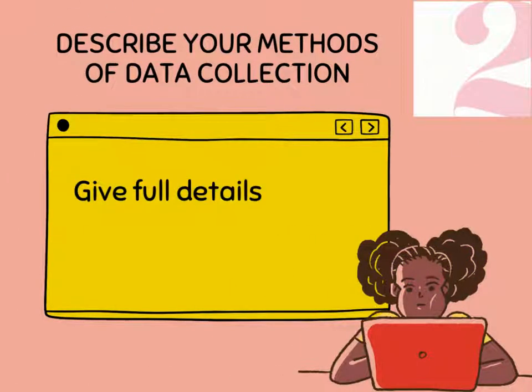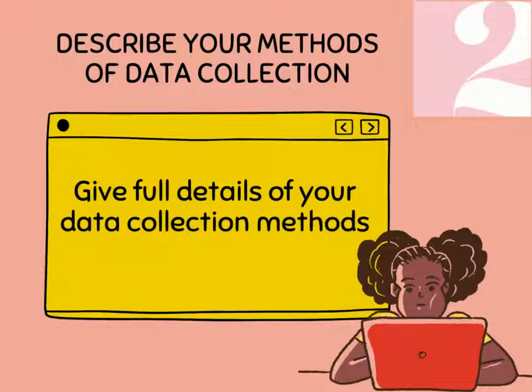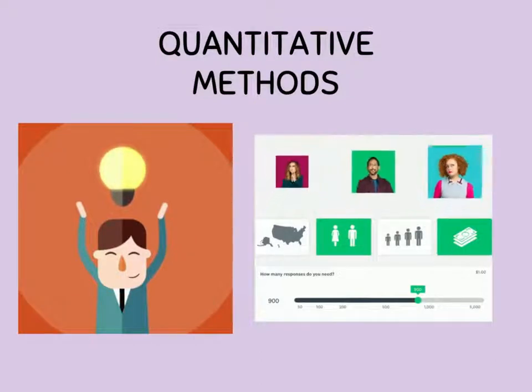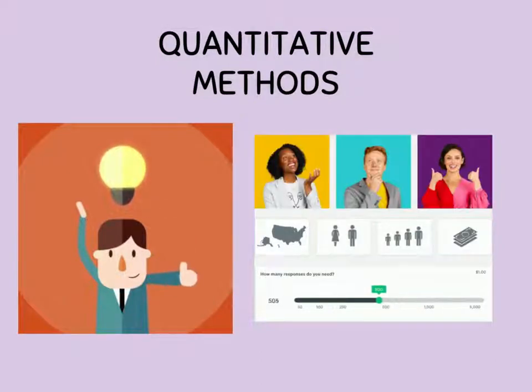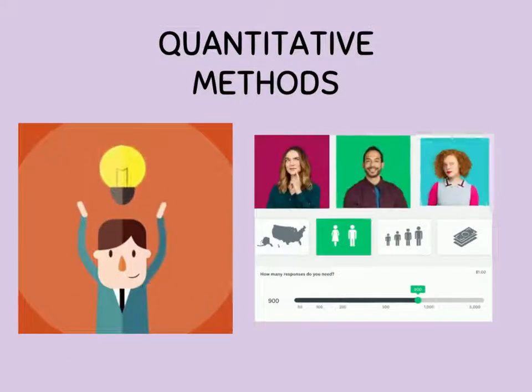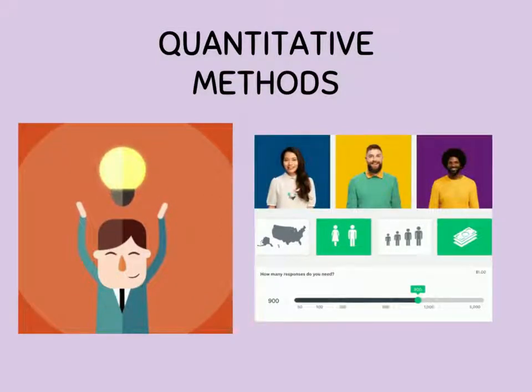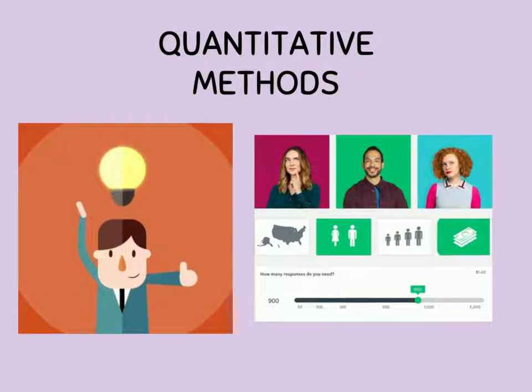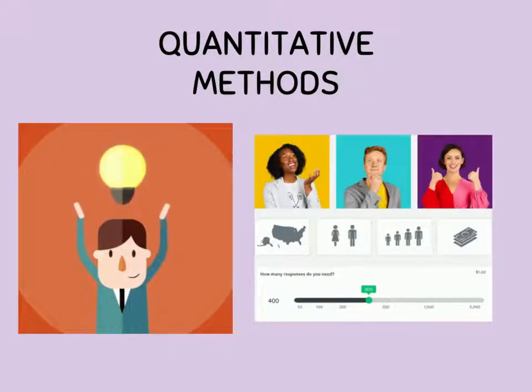Step 2. Describe your methods of data collection. Once you have introduced your overall methodological approach, you should give full details. In a quantitative experimental study, you might aim to produce generalizable knowledge about the causes of a phenomenon. Valid research requires a carefully designed study under controlled conditions that can be replicated by other researchers.